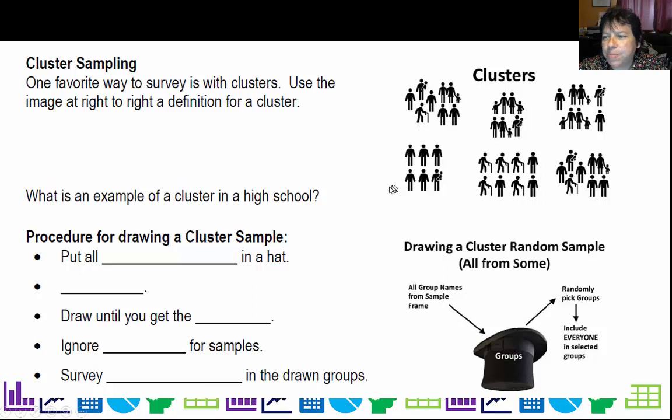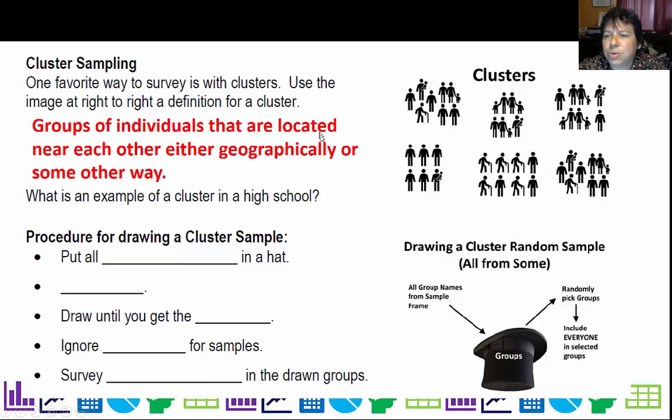And it doesn't mean that the group has to have everything in common. Now, this one looks like everybody has something in common. You could almost say these people have something in common. But there's a mix, really. So clusters are really just groups of individuals that are located near each other geographically or in some other way. Maybe it's a texting group or some other type of cluster where they're all together in some spot.